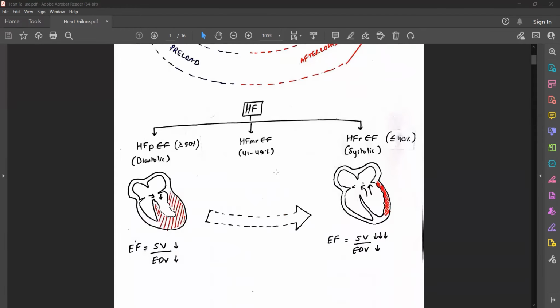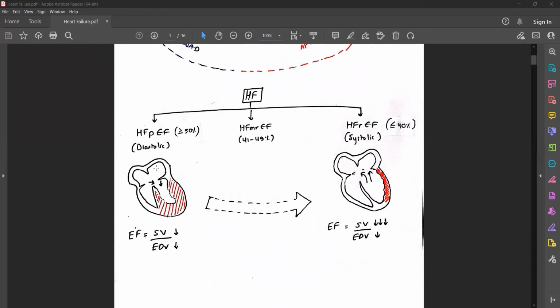So let's try to understand the different terminology we use for heart failure, or mainly left-sided heart failure. That is, heart failure with preserved ejection fraction when the EF is greater than or equal to 50%, heart failure with reduced ejection fraction when the EF is less than or equal to 40%, and heart failure with mid-range ejection fraction when it is 41 to 49%. Now, first, let's try to understand HFpEF.